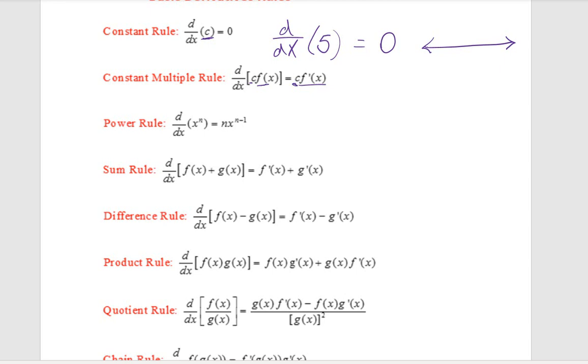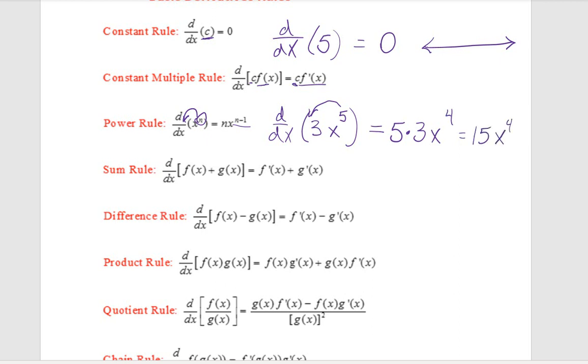The next rule is the power rule, which says if you have x to the n, then what you do is that you're going to take that exponent, bring it down and multiply it in front, and then subtract 1 from that exponent. So for example, if you want to find the derivative of, let's say, 3x to the 5th, then what you're going to do is bring that 5 down in front, so it would be 5 times 3x, and then we have to subtract 1 from that exponent, so it would be to the 4th. So that would be 15x to the 4th would be our derivative function.